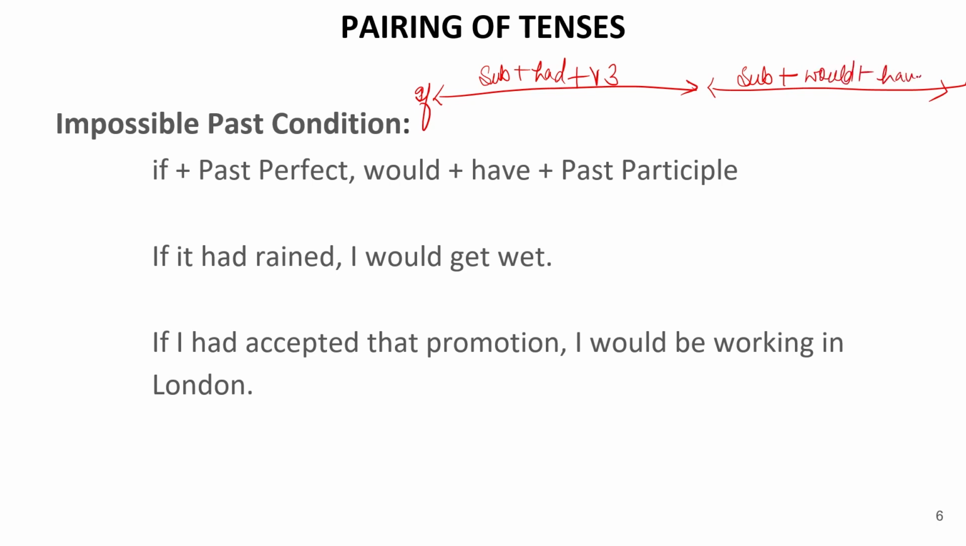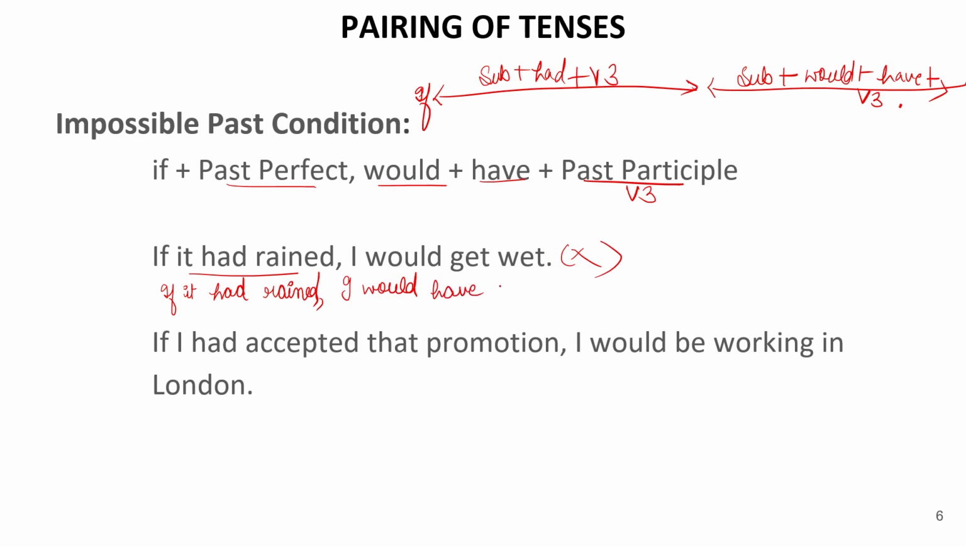Then we have verb third form. So if it is past perfect, then would have, then past participle, that is verb third form. If it had rained, I would get wet. Now this is incorrect. The correct will be: if it had rained, I would have got wet. So this will be the correct sentence.